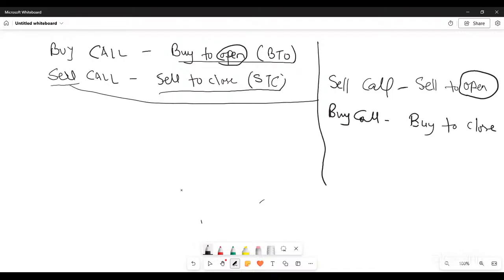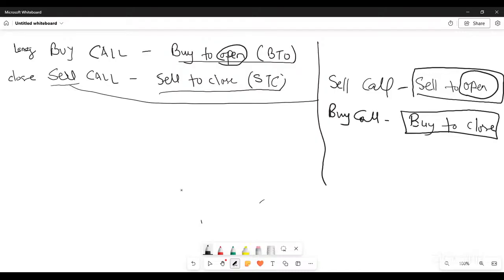Normally, you will not see these terminologies in the brokers. You just have to remember. The reason you want to keep that in mind is that it removes the confusion between a short position and a long position. So this was a long position here, and we were simply closing that long position. So we will sell that call, and that will be sell to close.